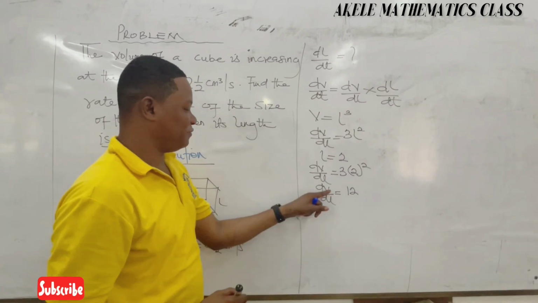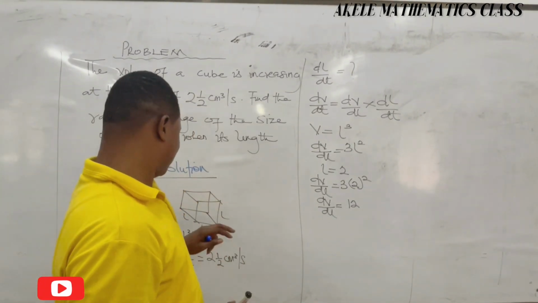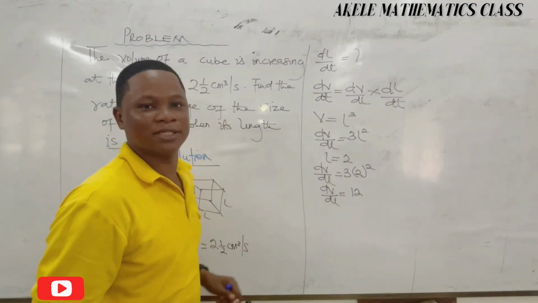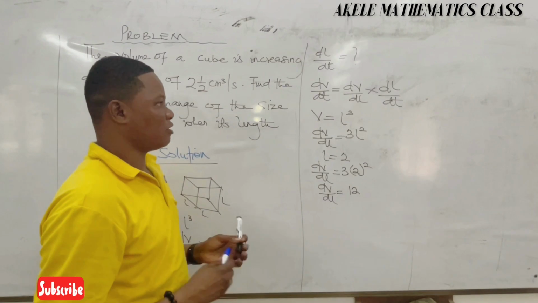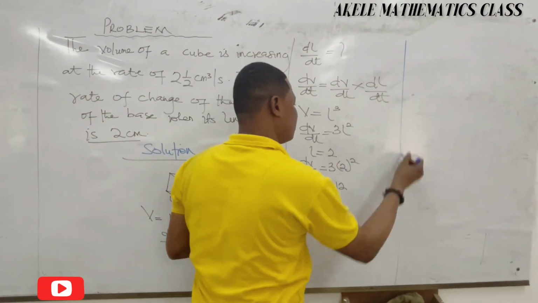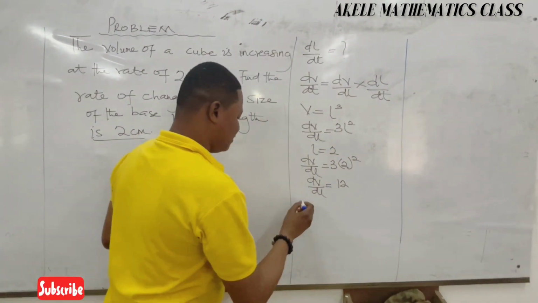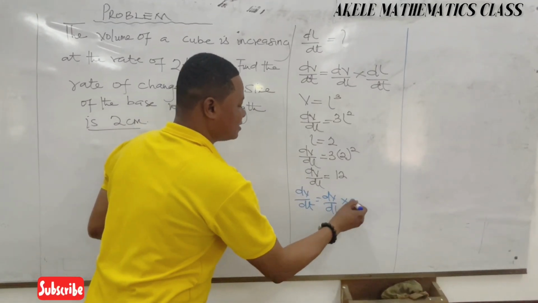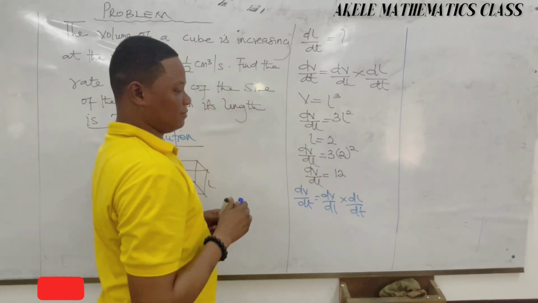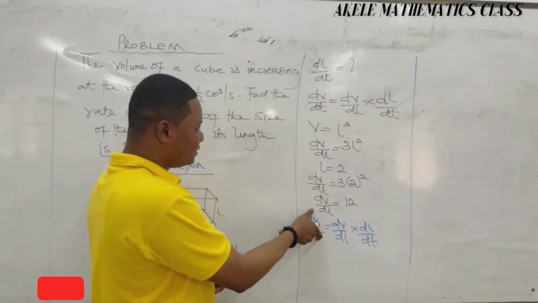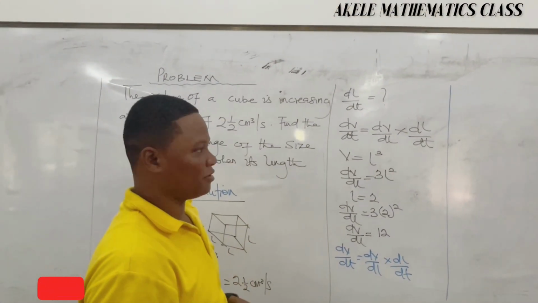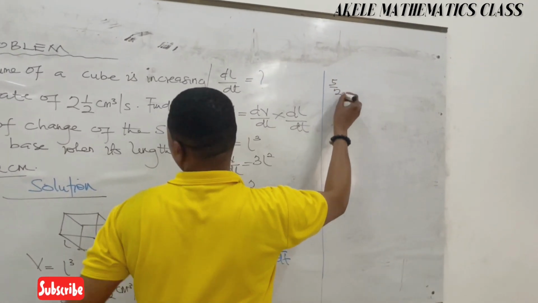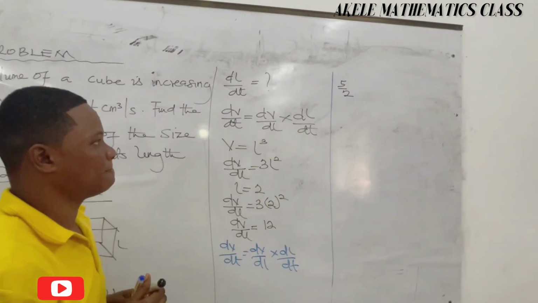Now, we have dV/dL. We know dV/dt. So we just have to find dL/dt using change of subject. Alright, if we have dV/dt equal to dV/dL times dL/dt, we can do our substitution. What is dV/dt? It is 2.5. 2.5 is the same as 5 over 2.